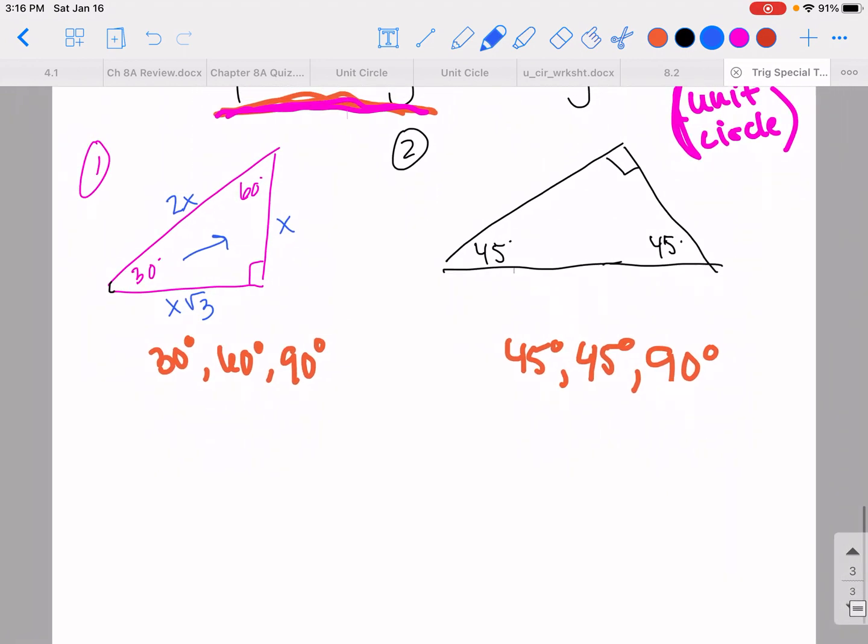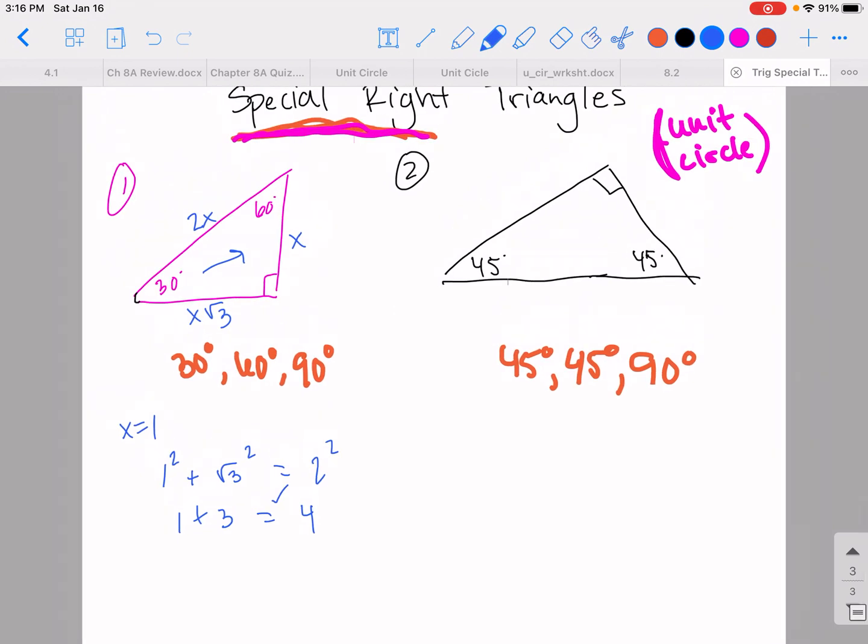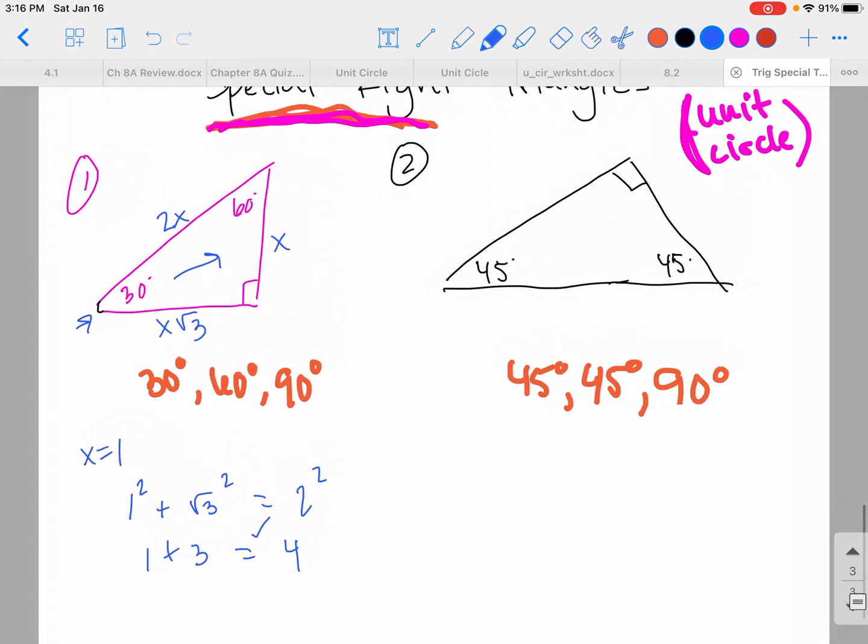For instance, if x is equal to 1, then we would have 1 squared plus 1 times square root of 3, which would be just square root of 3 squared, equal to 2 times 1, which is just 2, so 2 squared, and 1 plus 3 is equal to 4. So that's where that ratio comes from. We also know that cosine of 30 is square root of 3 over 2. So if I evaluate cosine of 30 for this angle, it would be adjacent over hypotenuse, which is square root of 3 over 2. And that's a special right triangle.